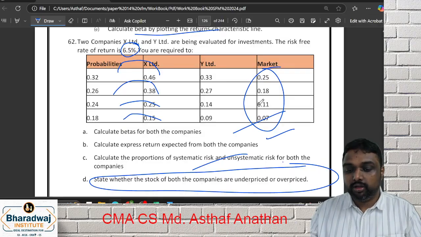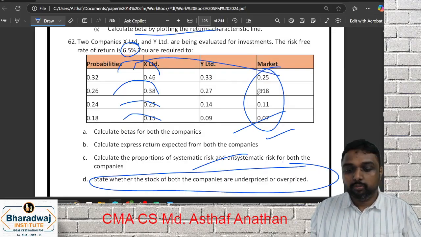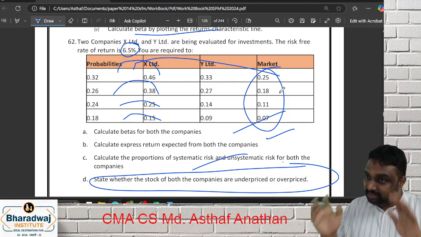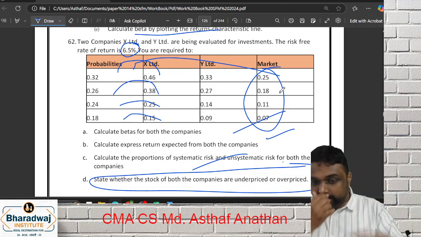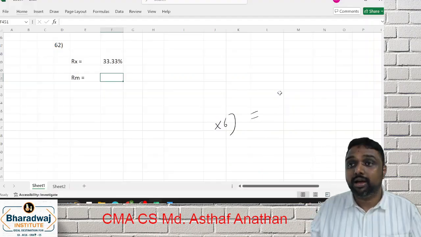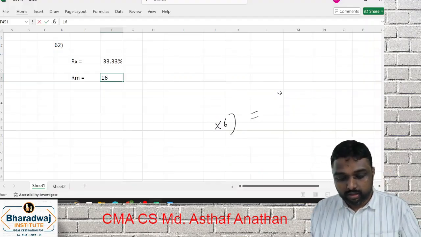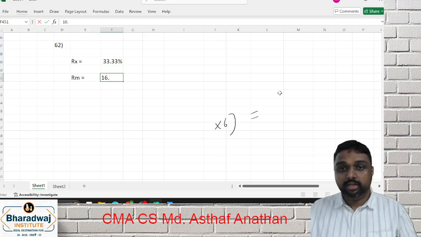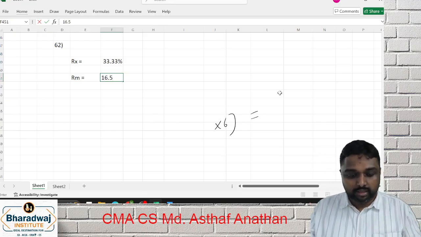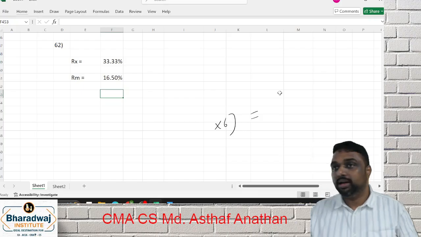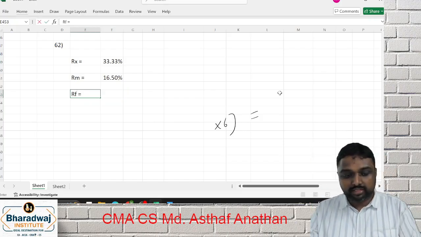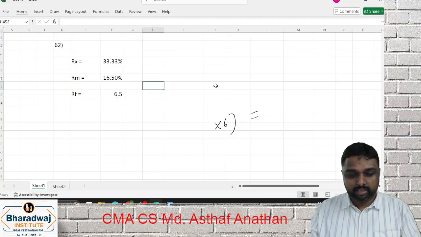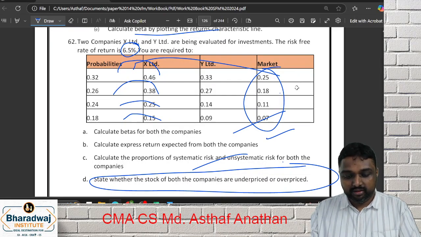Return of market also we have to find out. How? 0.25 into 0.32. 0.25 means 25. 0.18 means 18. So 18 into 0.26, 11 into 0.24. What will you get as return of market? 16.67. 16.5. 16.5% is the return of market. Now, RF is given in the question. What is RF? 6.5. Let me check whether your answer is correct.